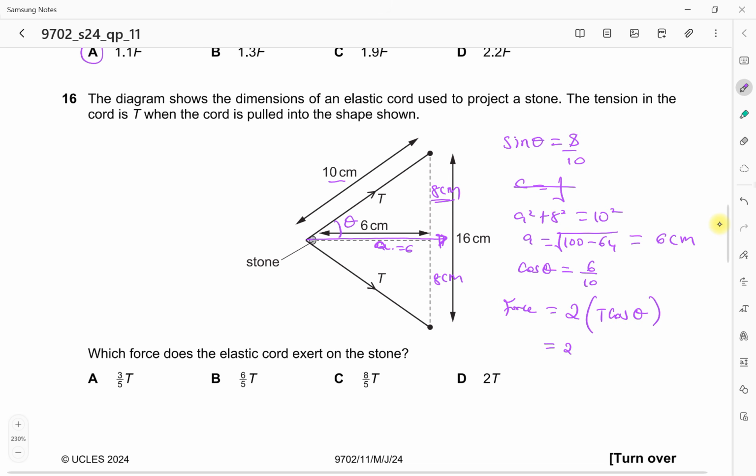So this is going to be 2 times T cos theta, where cos theta is 6 divided by 10. This gives us 12 over 10, which is 1.2T, or 12T divided by 10, or it can be 6T divided by 5. So the answer here is going to be B.